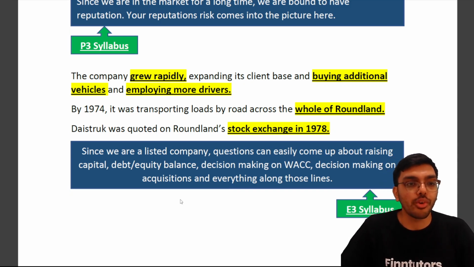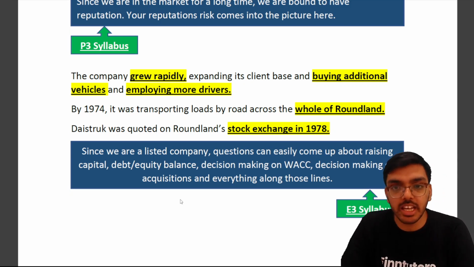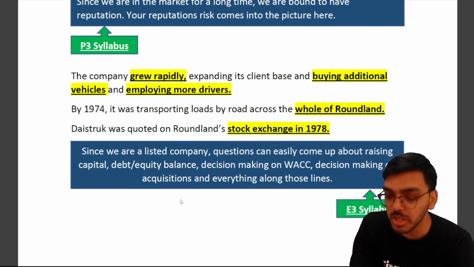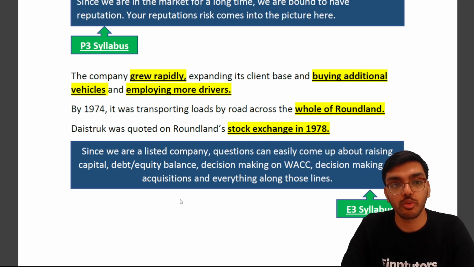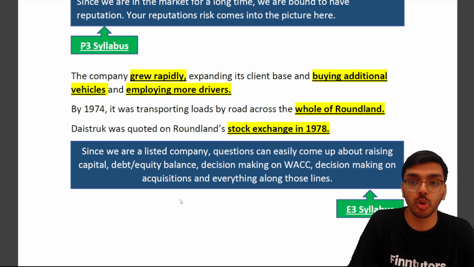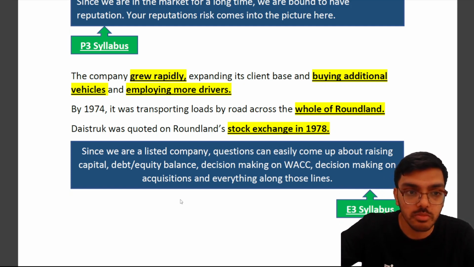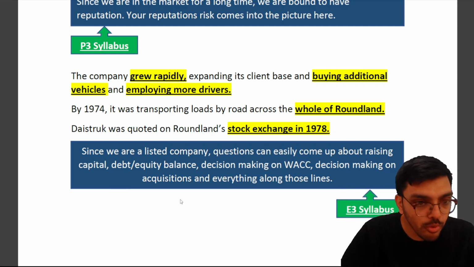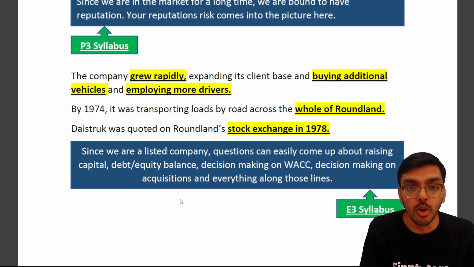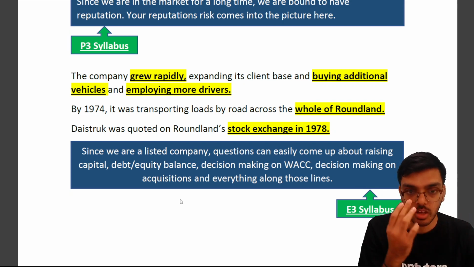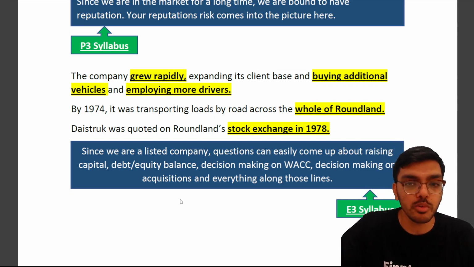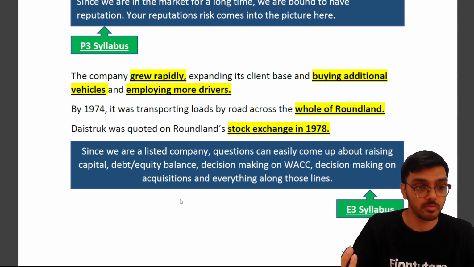The company grew rapidly, expanding its client base and buying additional vehicles and employing more drivers. So very clear indication of the company's growth. We are buying vehicles, employing drivers. By 1974, it was transporting loads by road across the whole of Roundland. So the whole of Roundland is what we started to cater to from 1974 itself.